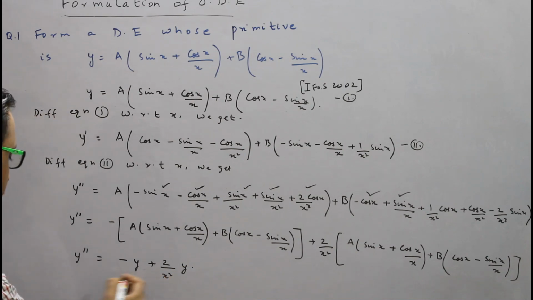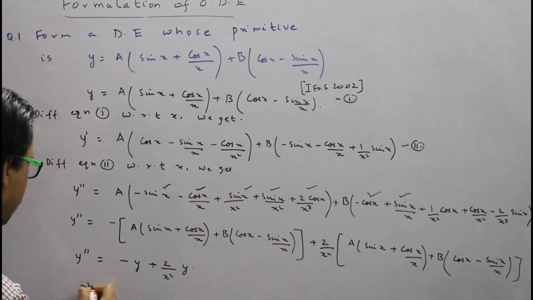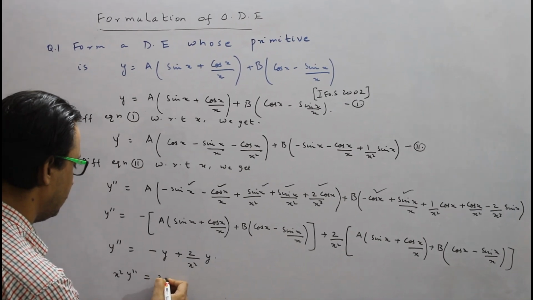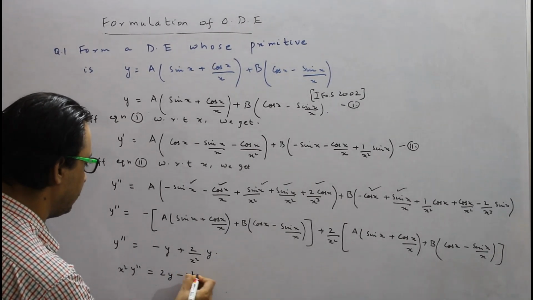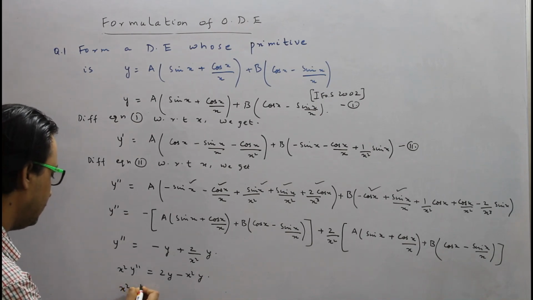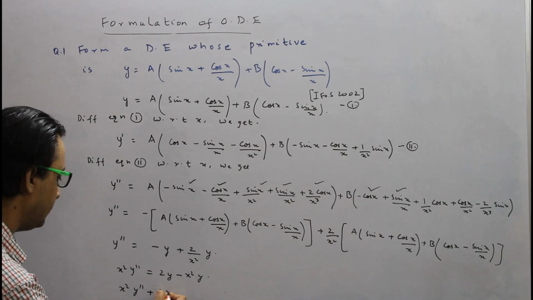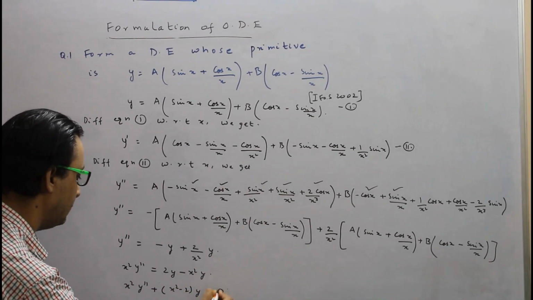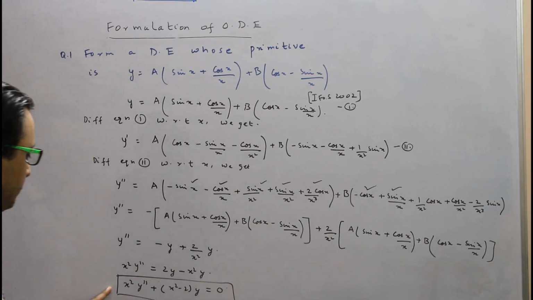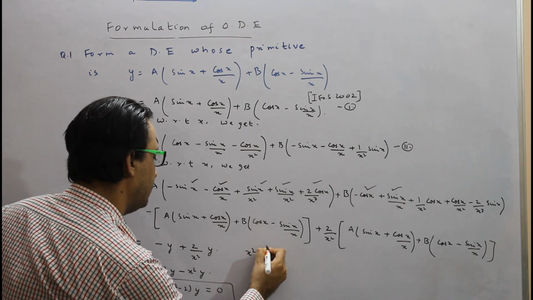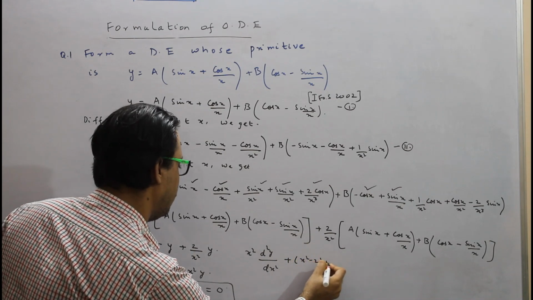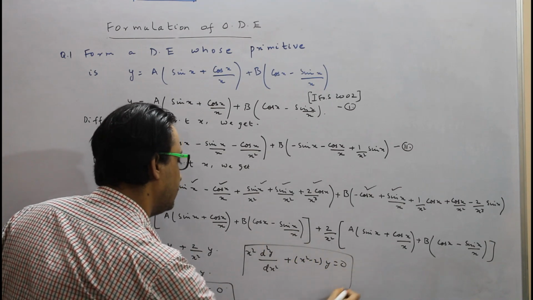So we can write it as, if we take x square on this side, this becomes x square y double dash is equal to 2y minus x square y. If we rearrange it, this becomes x square y double dash plus x square y minus 2y. So this is our differential equation. We can write it in the standard format, x square y double dash plus (x square minus 2) y is equal to 0. So this is our answer.